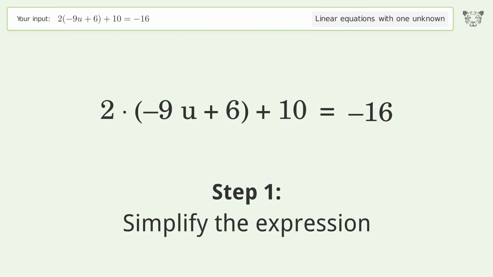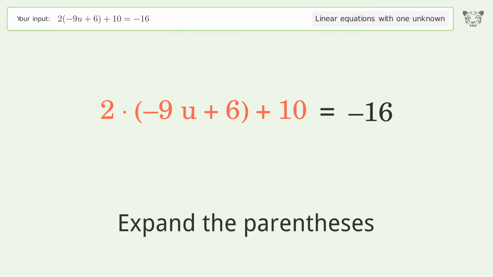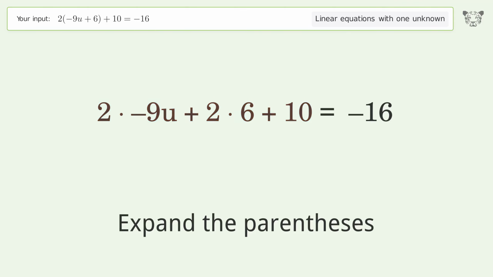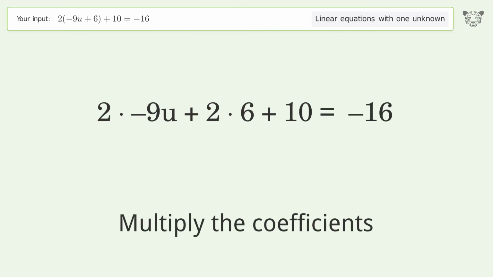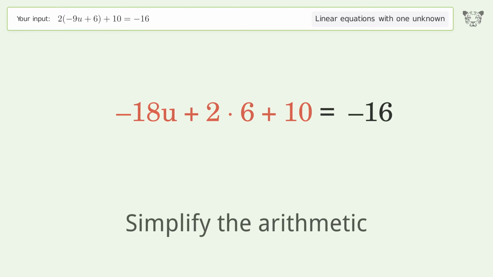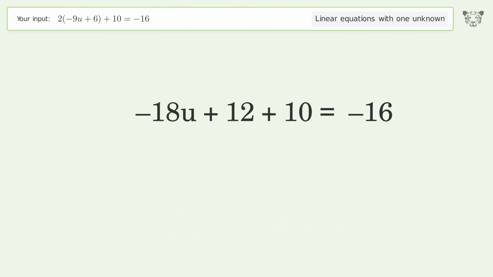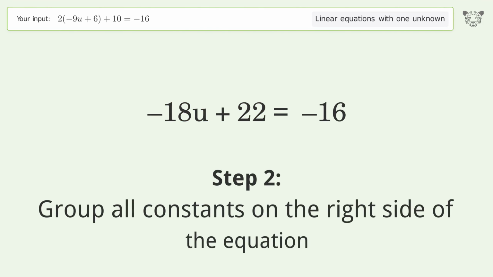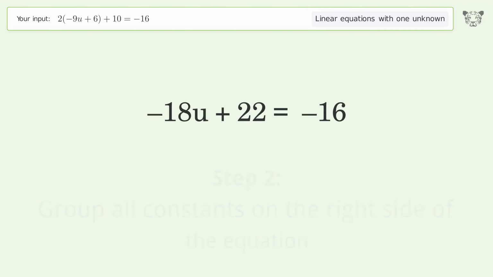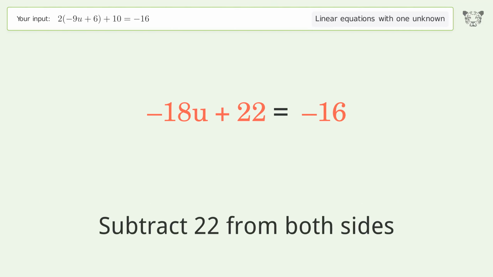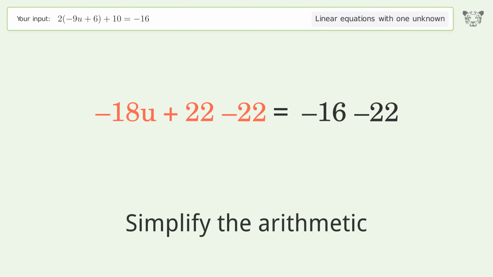Simplify the expression. Expand the parentheses. Multiply the coefficients. Simplify the arithmetic. Group all constants on the right side of the equation. Subtract 22 from both sides. Simplify the arithmetic.